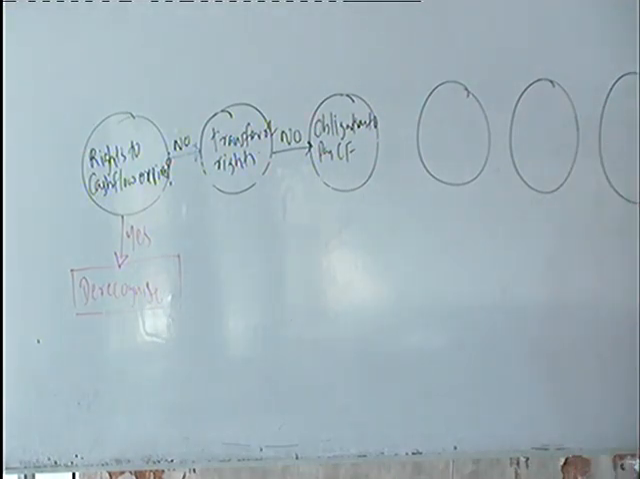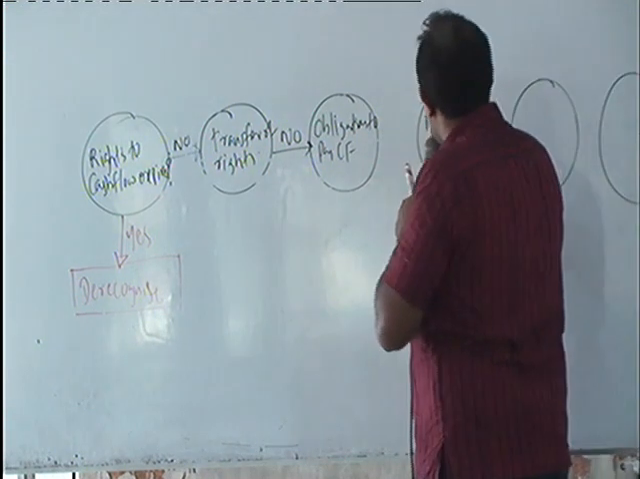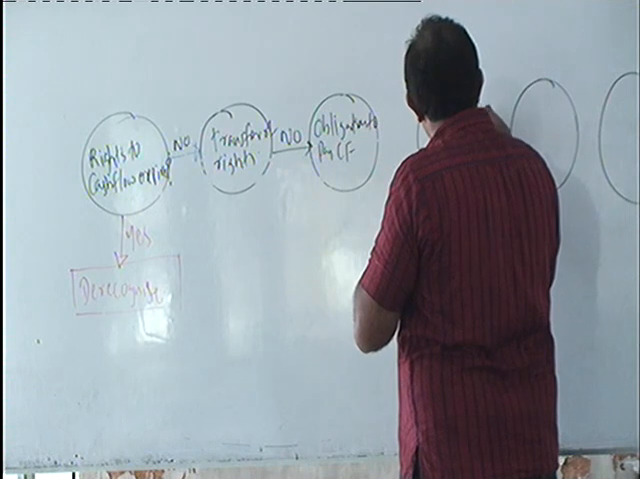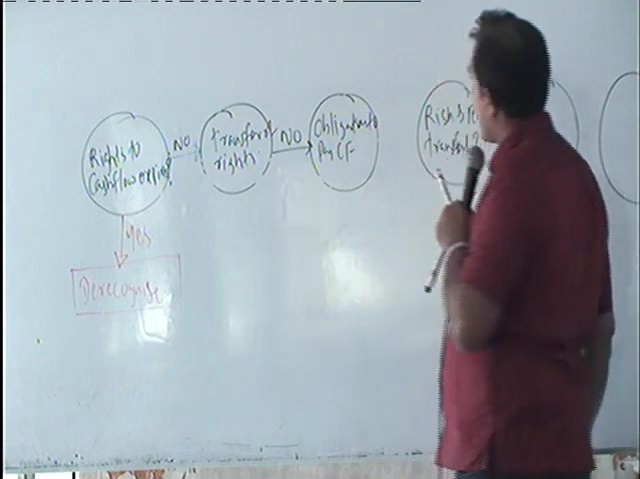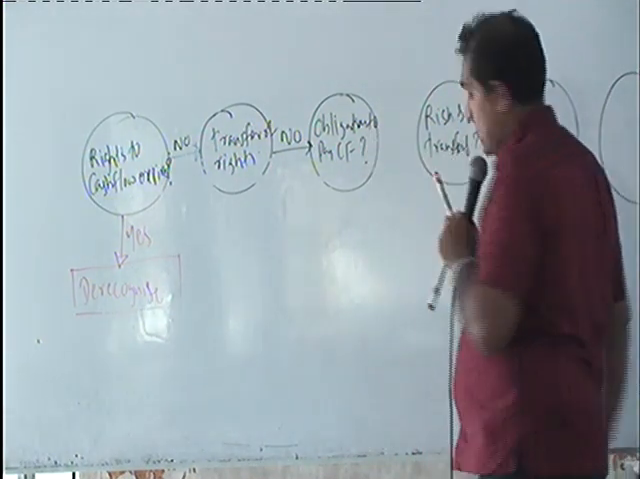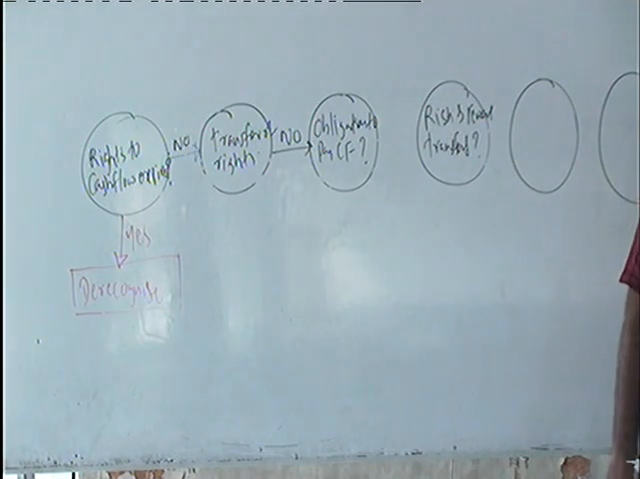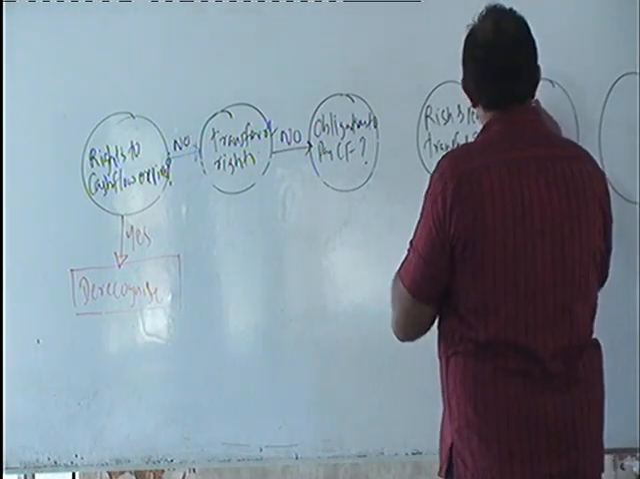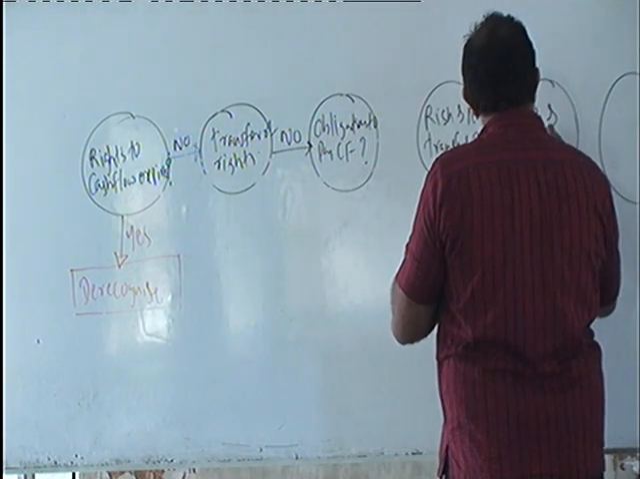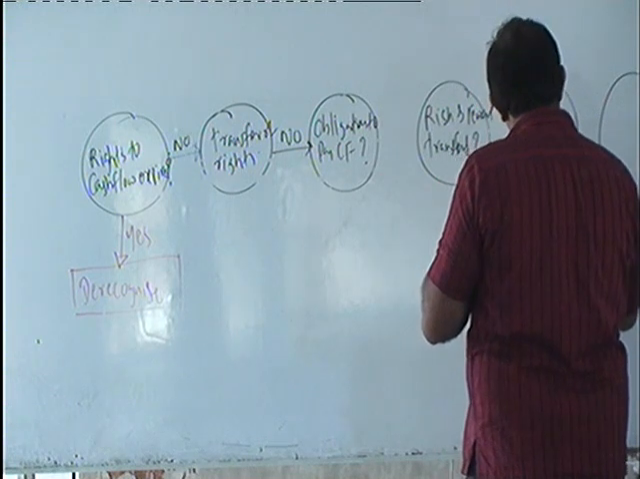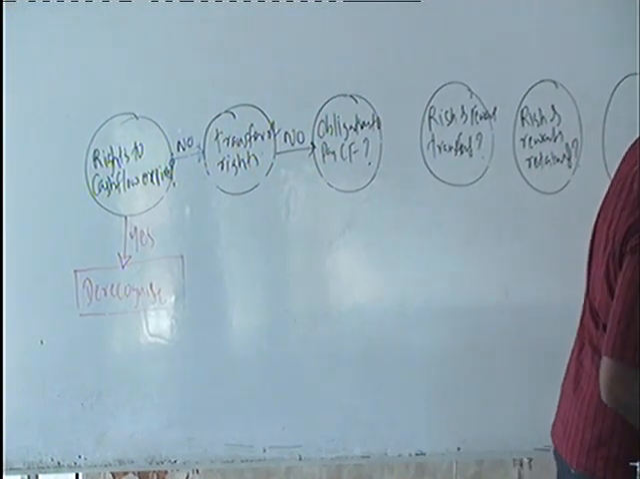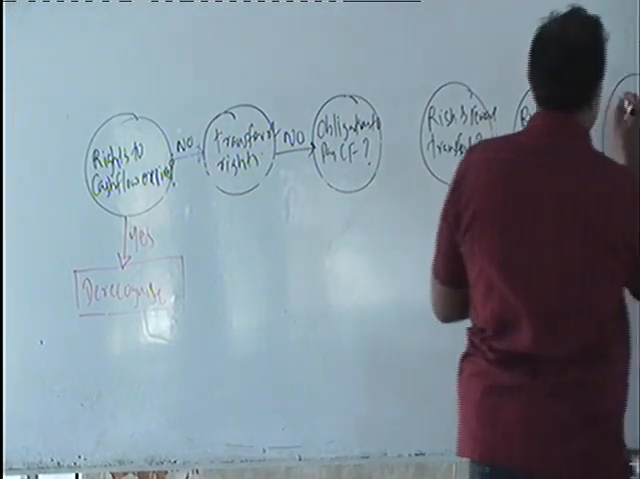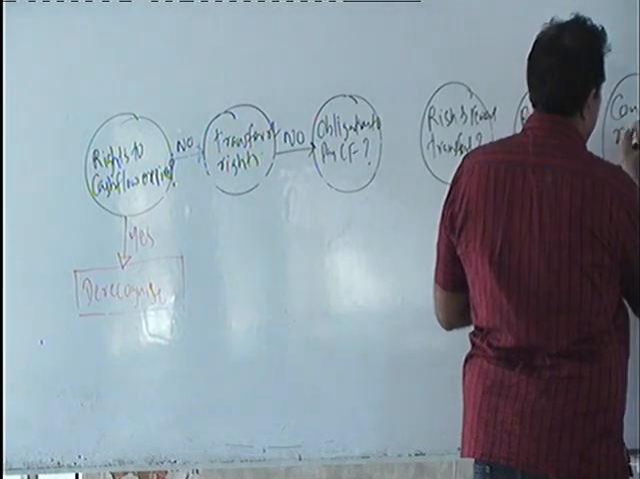Risk and rewards transferred. Then risk and rewards retained. Retain with the entity. Last one, control retained.